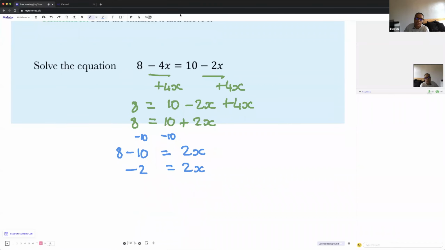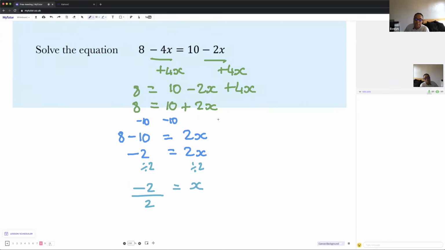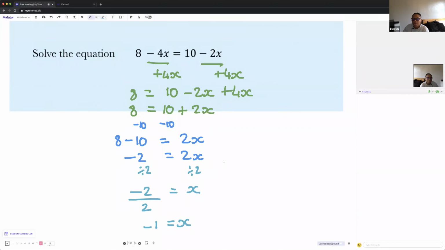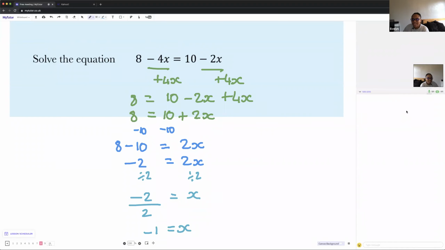And then we want to get rid of that 2. So we want to divide by 2 on both sides. So we've got minus 2 divided by 2 equals x. Minus 2 divided by 2 is just minus 1. So minus 1 equals x. So hopefully that makes a little bit more sense. If you do have any questions, make sure that you do put them in the Q&A.